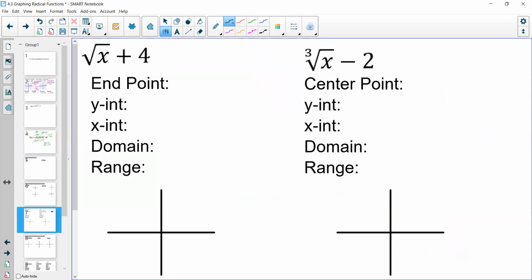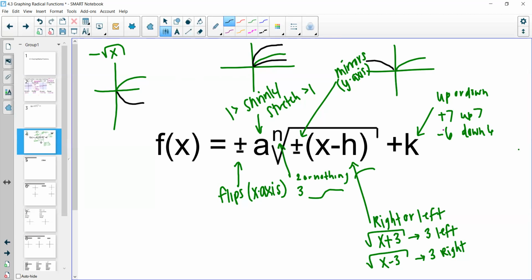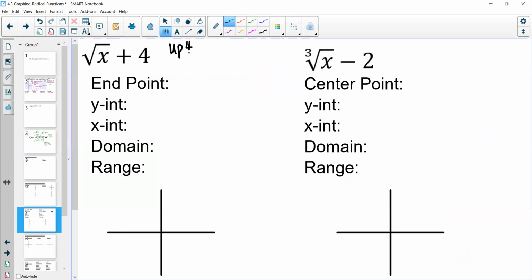So very first, let's start with this square root of x plus 4. Now this plus 4 acts like our k here, and so that means it moves it up and down. So this function actually moves up 4, and so that's the only change it has compared to its parent function. So when we're looking at the endpoint, the domain, and range, really what we want to do is graph it. Now, when we say it moves up 4, it probably looks like this. But what does this function really look like?